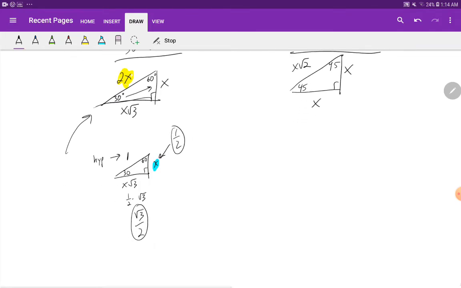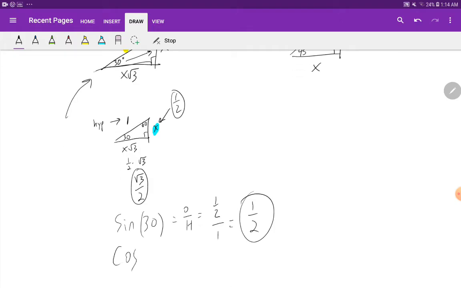If I were to take sine of 30 here, sine is opposite over hypotenuse, so the opposite is 1/2 and the hypotenuse is 1. Look at that, it all comes back again. This is another way we found sine of 30, it's 1/2. If I wanted cosine of 60, cosine is adjacent over hypotenuse, and we get 1/2 over 1, which is 1/2 again.